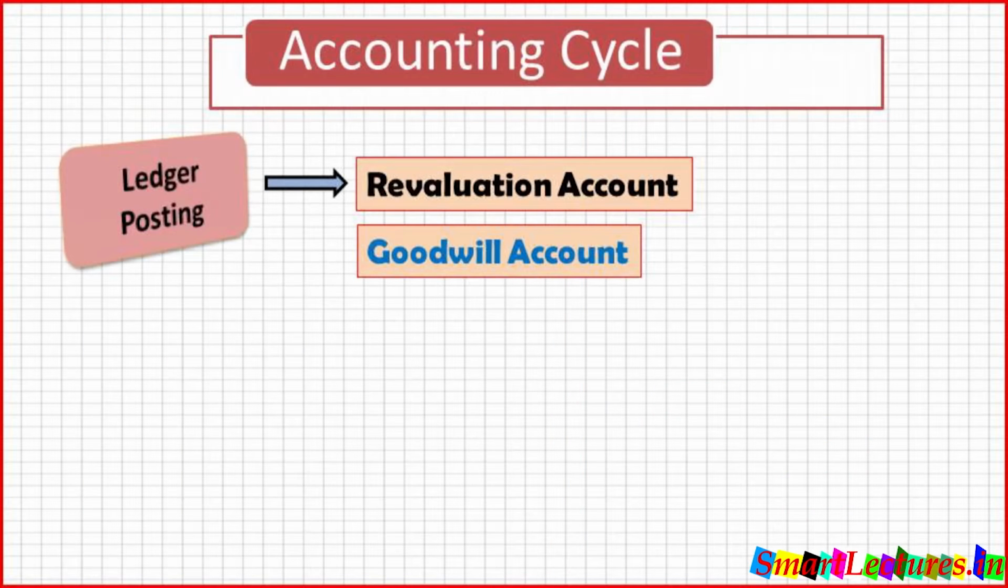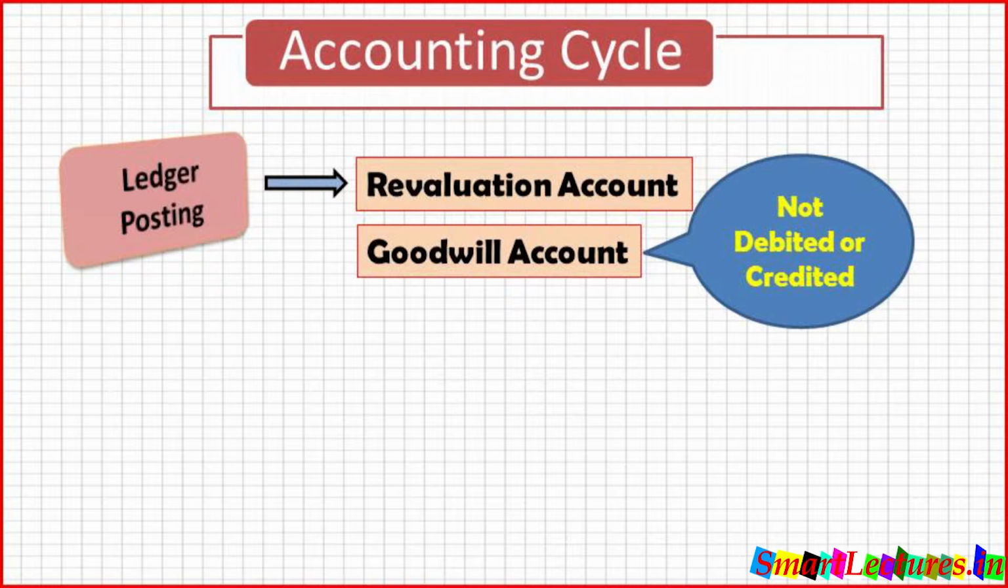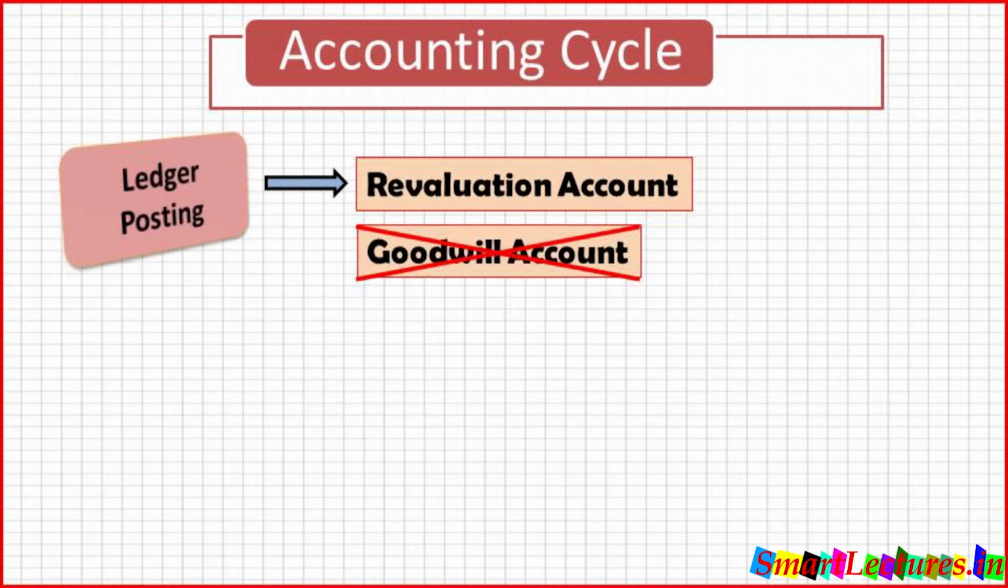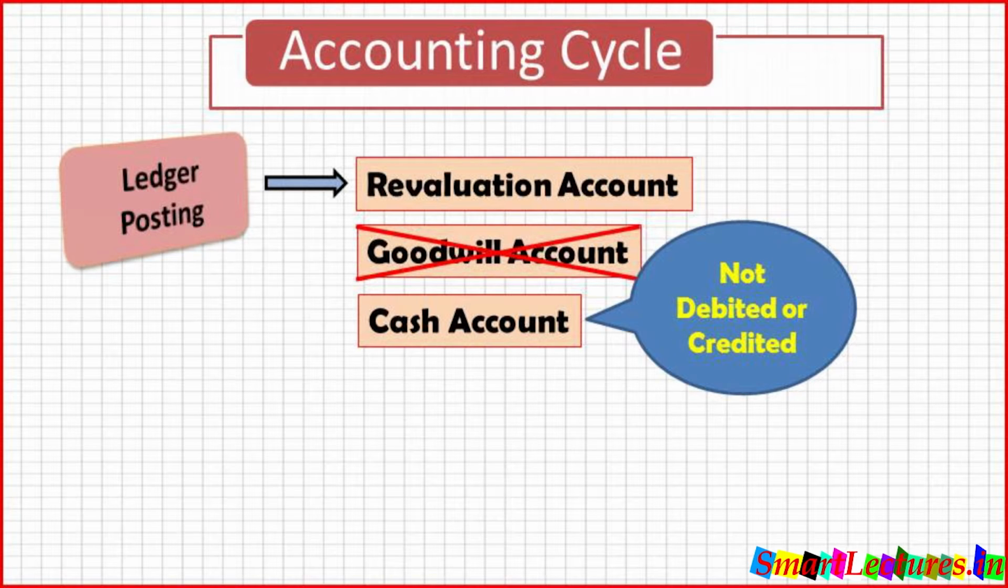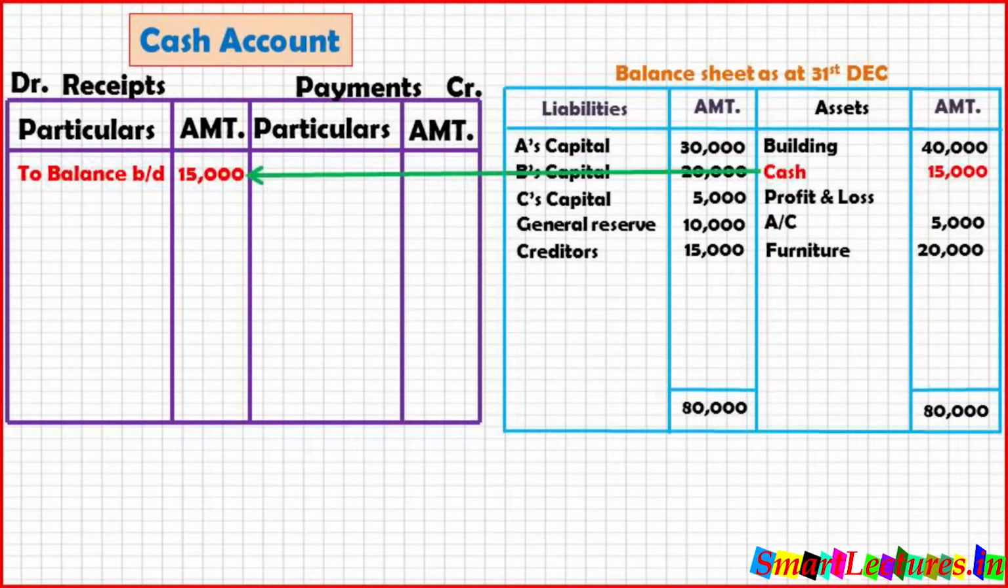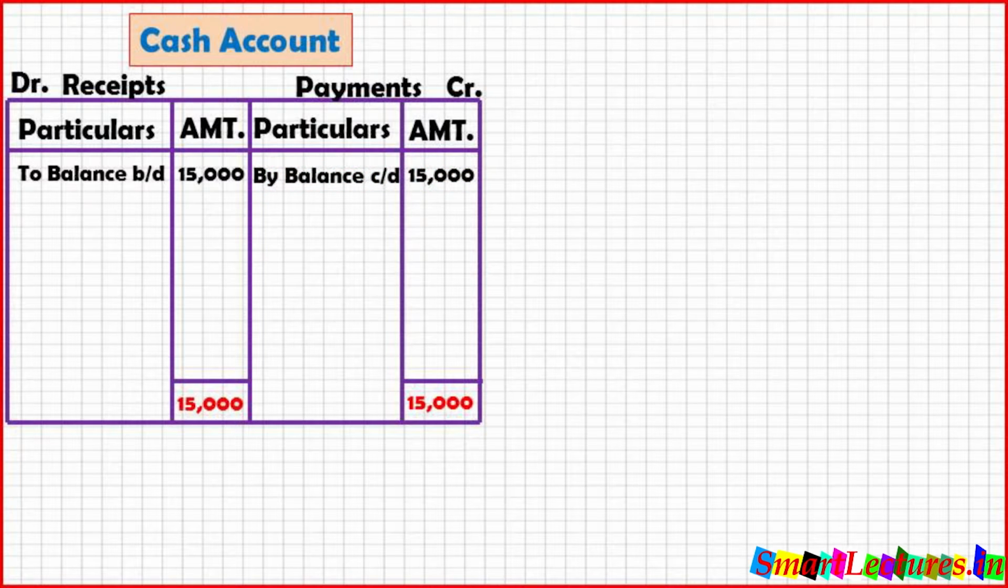Now, this is the turn of the goodwill account. In the whole question, we have not debited or credited the goodwill account. So, leave the goodwill account. Then come to the cash account. We have not debited, we have not credited any cash account. So, you can avoid it or you can prepare the cash account. To balance BD 15,000 and by balance CD 15,000.